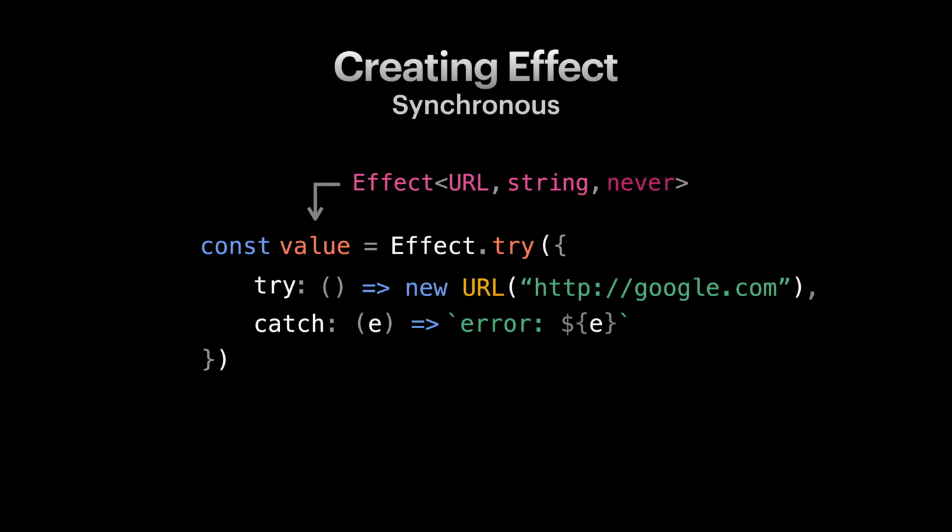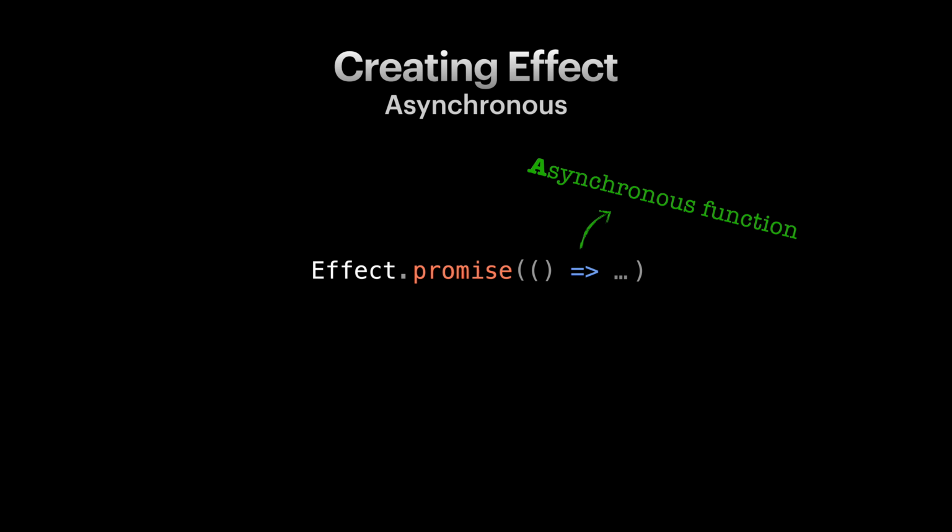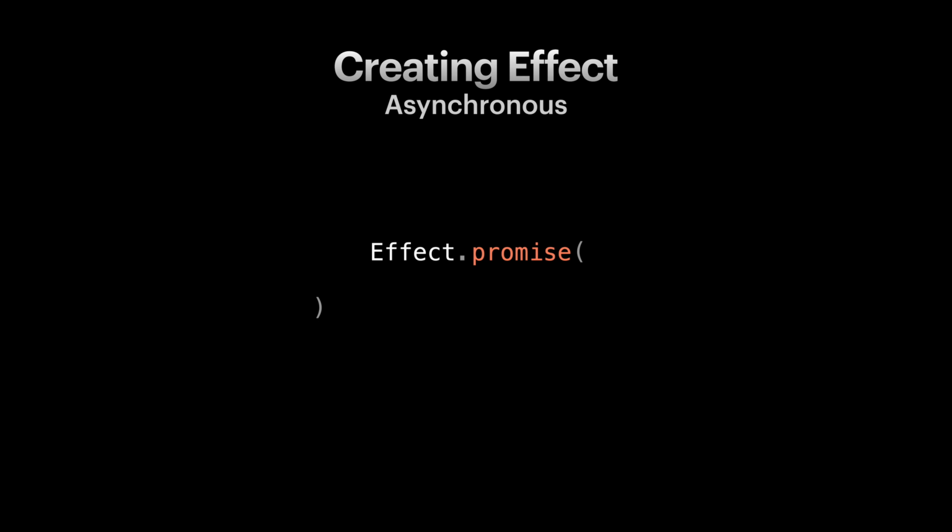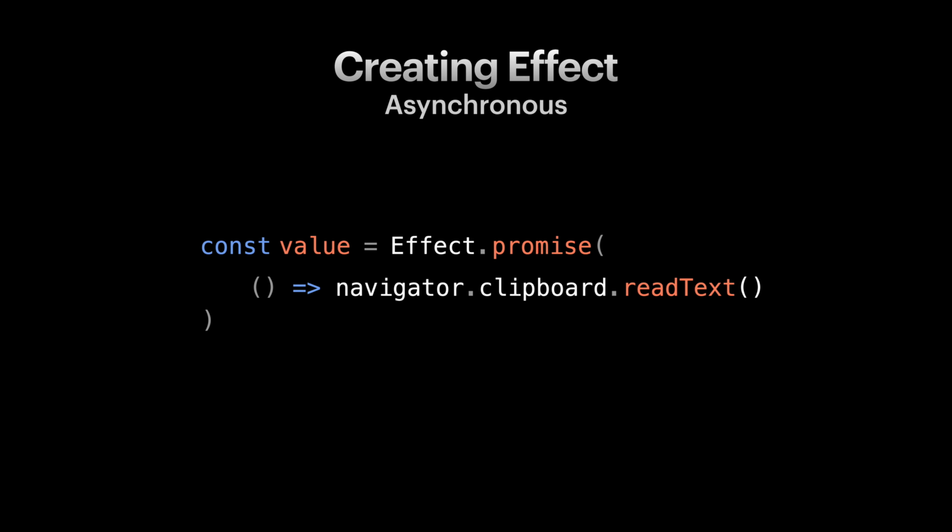Alright, we learned how to define synchronous computations. Now let's look at how to define asynchronous ones. Promise is likely the most popular approach for modeling asynchronous operations in JavaScript and TypeScript. To wrap and define a computation that returns a promise in Effect, we can use the promise function. It receives a thunk function that is asynchronous, meaning it should return a promise. For example, readText from the navigator clipboard returns a promise of a string. Looking at the type of the value constant, it would be Effect of a string.